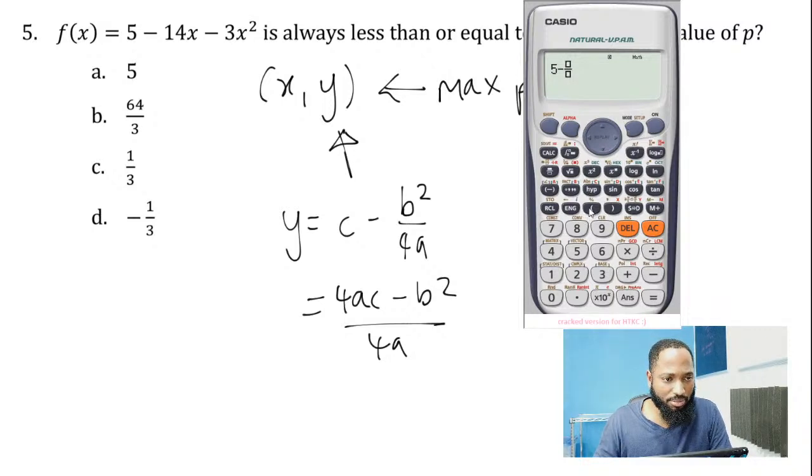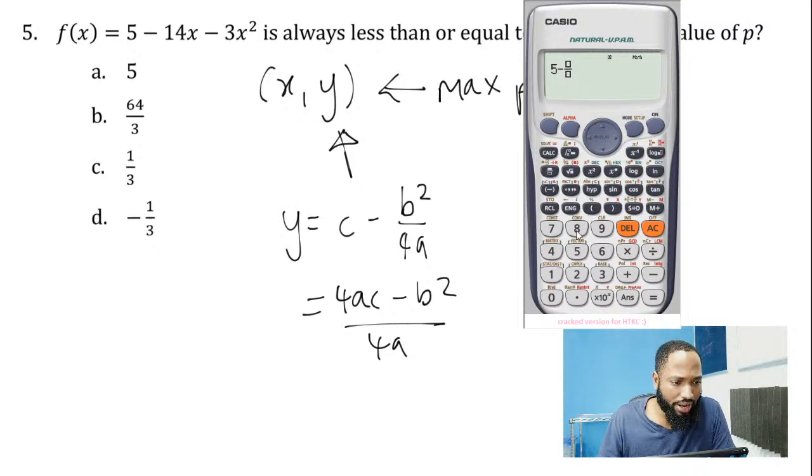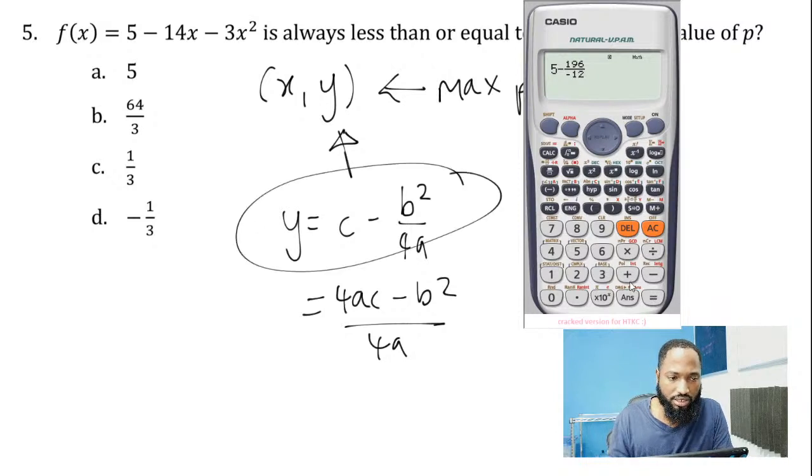B squared, 14 squared is how much? 196. 196 on 4 by a, 4 by negative 3, negative 12. So I just use this. Let me see if we get the same 64 and 3. 64 and 3. So this is the next way to do it, and there's one more way.